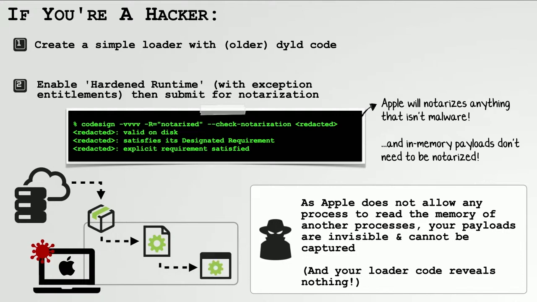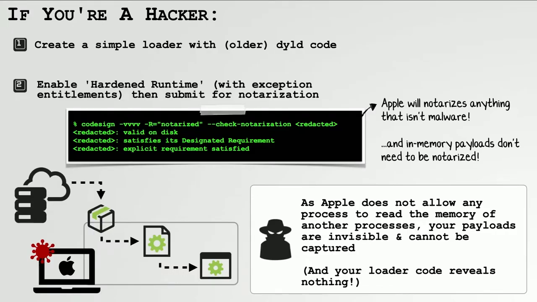So if you're a hacker, this is insanely straightforward. You should create a simple loader using the older dyld code. Enable the hardened runtime if you want to get notarized. Perhaps you want to distribute your loader to modern versions of macOS. Submit it to Apple. Apple will notarize this. Notarization simply blocks malware. If you're submitting a simple loader, that's fine.